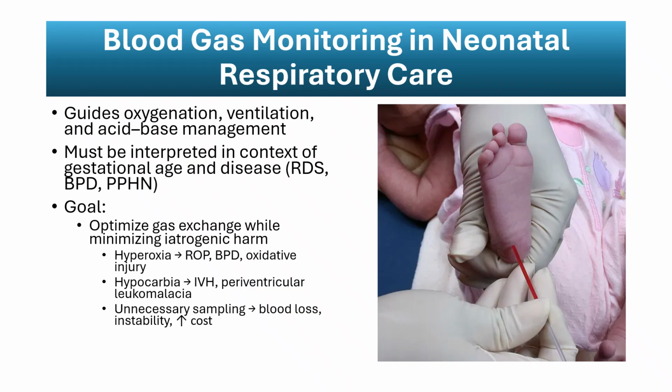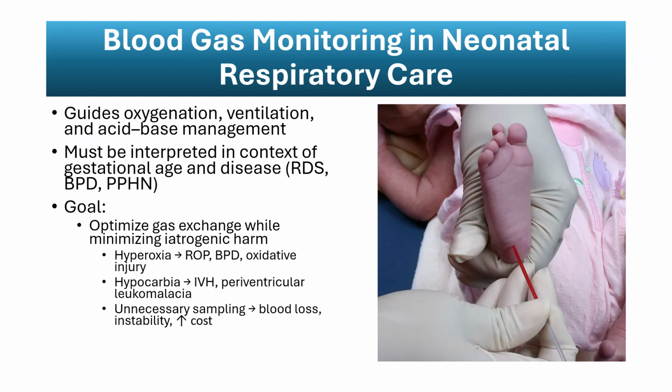Arterial sampling provides the most accurate evaluation of both oxygenation and ventilation. Capillary gases can approximate pH and PaCO2 if perfusion is adequate, but do not accurately measure PaO2. Venous gases are mainly useful for trending metabolic status when arterial access is not available. Each method must be interpreted with awareness of its limitations and the infant's perfusion state.